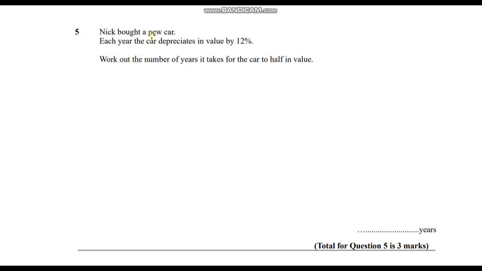Question 5. Nick bought a new car. Each year the car depreciates in value by 12%. Work out the number of years it takes for the car to half in value. So, first of all, what does the word depreciate mean? Well, that just means go down.